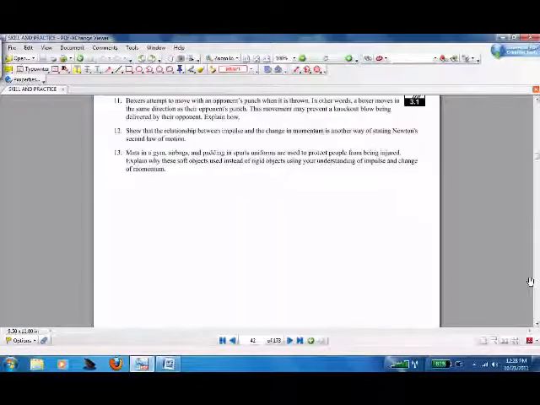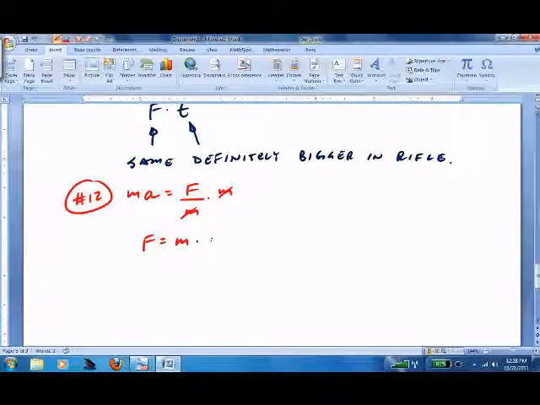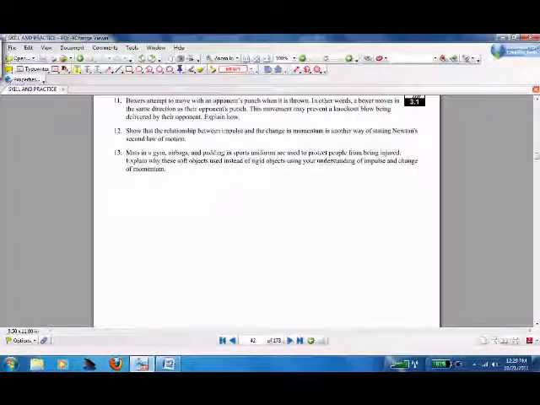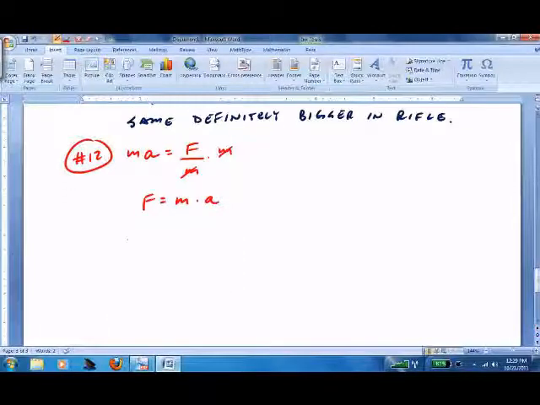So, last but not least, number 12. Show that the relationship between impulse and the change in momentum is another way of stating Newton's second law of motion. Interesting. No idea how I'm going to do this. I do know that the second law is A equals F over M. I know that I can change that by multiplying both sides by M to get F equals MA. And it said impulse and change in momentum. So F on this side, we'd have to multiply by T. We'd have to multiply the other side by T.